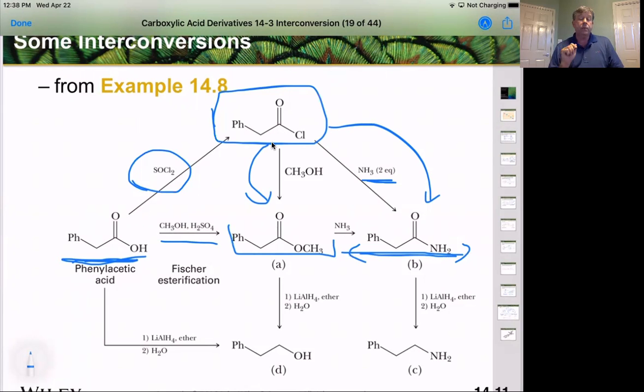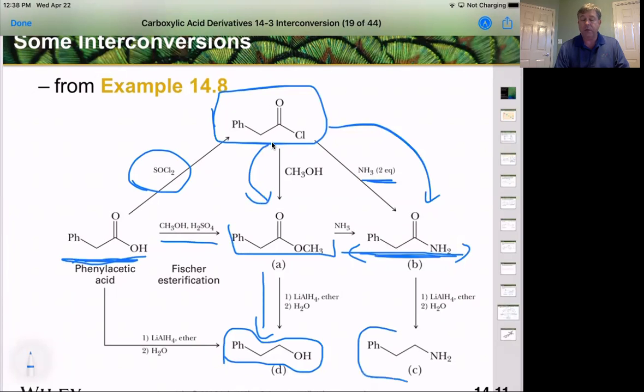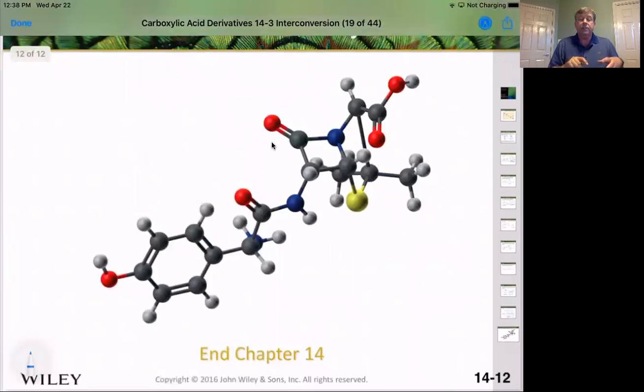And now, once we have the ester and the amide, we can use lithium aluminum hydride. The ester reduces down to an alcohol from the carboxylic acid and regenerates the alcohol used to make the ester. But in the case of the amide, it just reduces the carbonyl down, giving you an amine. Okay, and so that takes us through all the different interconversions of carboxylic acid derivatives we're going to study in chapter 14.